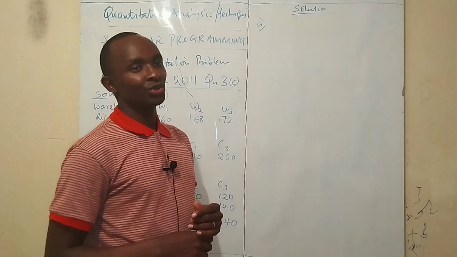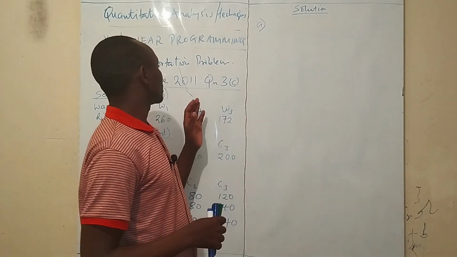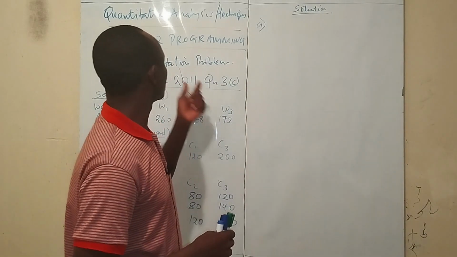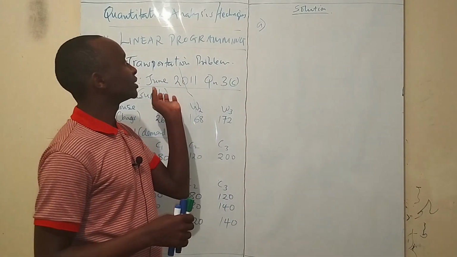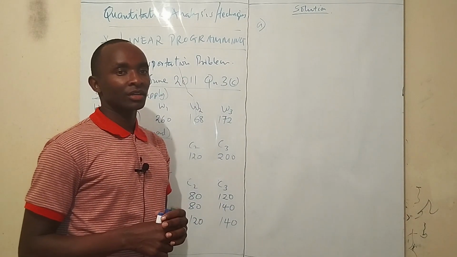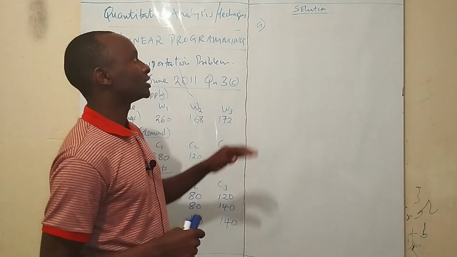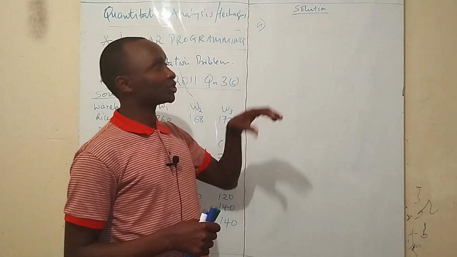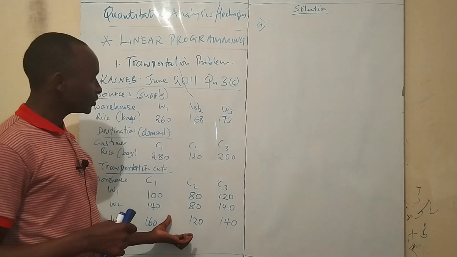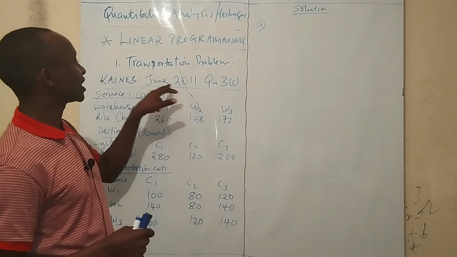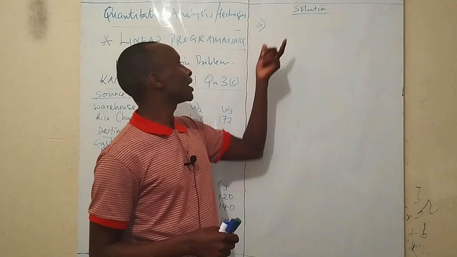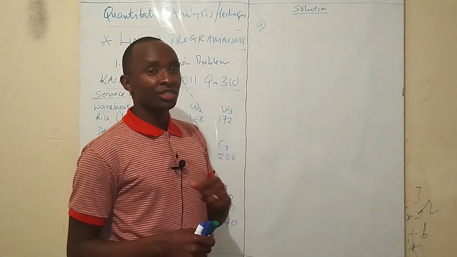Today we are going to continue with what we were doing in our previous session on solving the transportation problems using the various methods that we had highlighted before. In our previous session, I showed you how to solve this question that was examined by KASNEB in June 2011, question 3C, using the northwest corner rule.